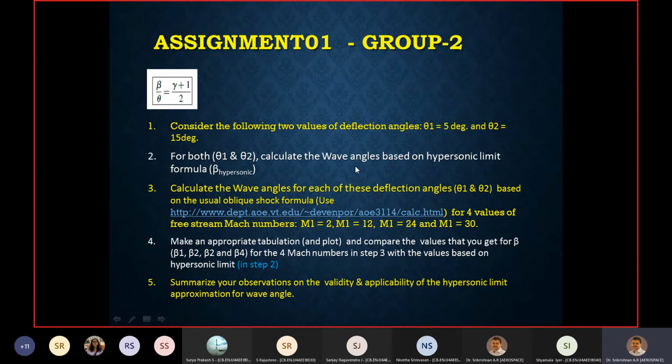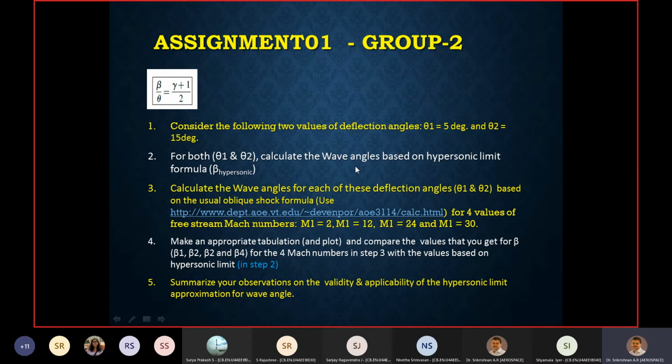So what we are supposed to do here is consider the following 2 values for deflection angle: theta 1 equals 5 degrees and theta 2 equals 15 degrees. So you are going to take 2 cases. You can consider the compression angle theta for the first case as 5 degrees, which is a fairly sharp one, and the second one is a relatively blunt one, 15 degrees. Now for both theta 1 and theta 2, calculate the wave angles based on the hypersonic limit. You have the beta by theta relation here, quite straightforward. So you use gamma equals 1.4 and calculate the beta value for both of them.